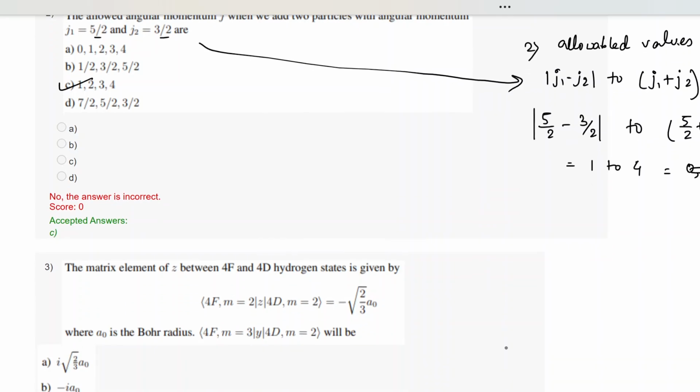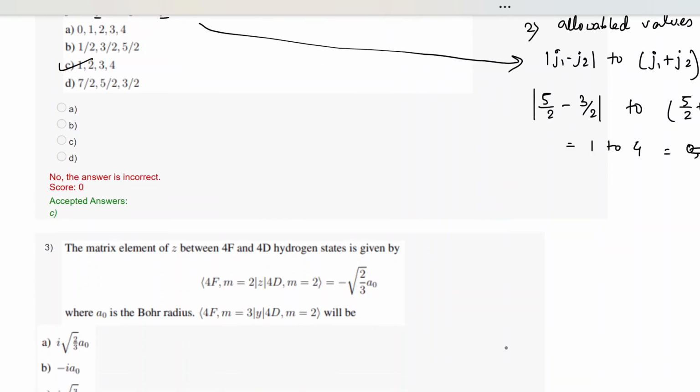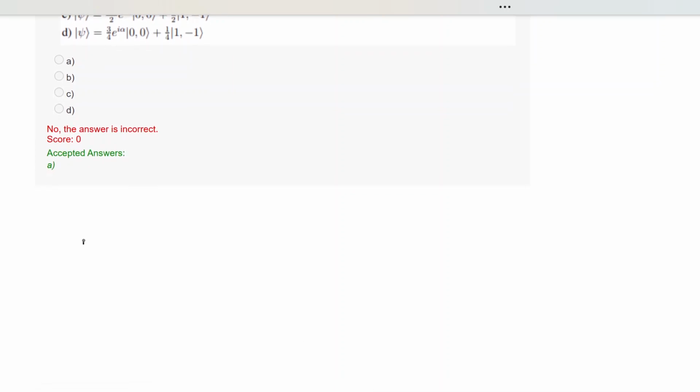Okay, so now question number 3 is the matrix element of Z between 4f and 4d hydrogen states, which is given by this, and the value is given in terms of A0, where A0 is the Bohr radius. Then you have to calculate, if you take m equal to 3 here, and instead of Z there is y, then what will be this value in terms of A0 again. So this needs a sort of elaborate treatment, but we'll solve it here.